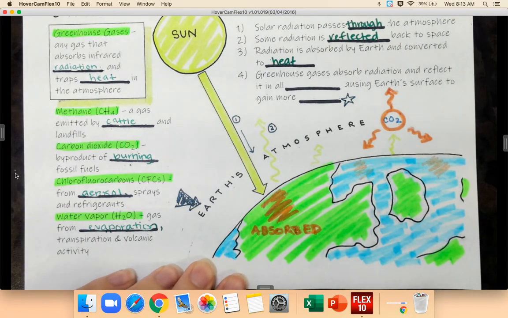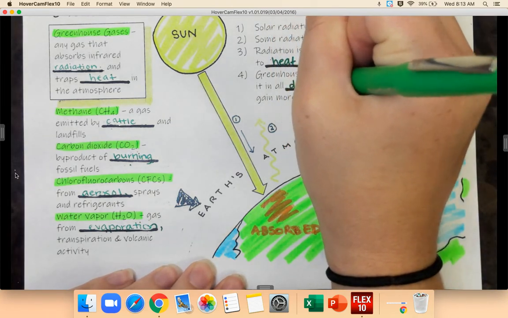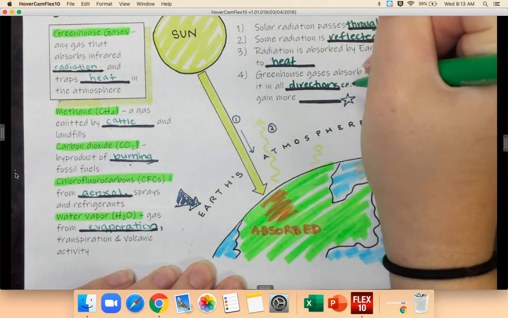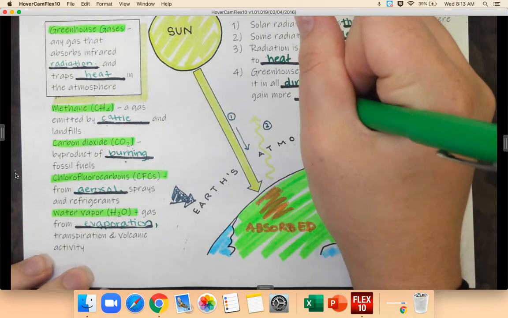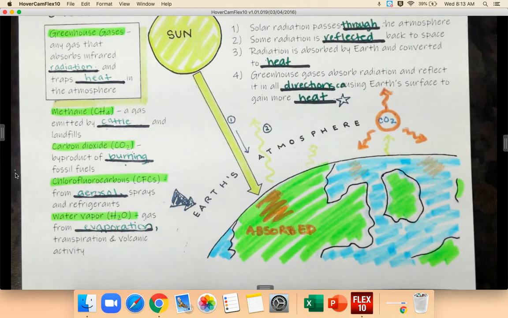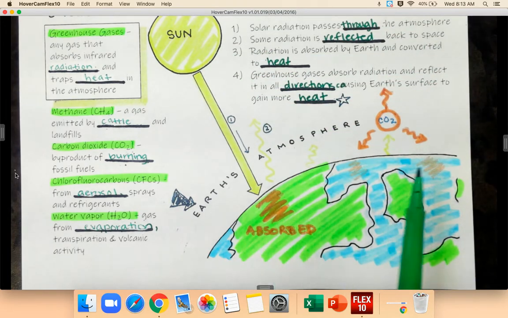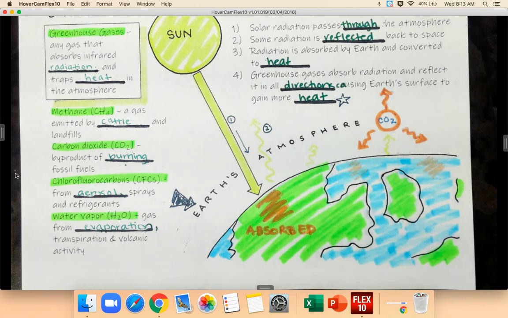Then greenhouse gases absorb that radiation and reflect it in all directions, causing Earth's surface to gain more heat. That's a really important part of this: the greenhouse gases will absorb this radiation that's coming down and reflect it in all types of directions, like CO2 is doing over here, and that causes the Earth's surface to gain more heat. And that is an issue.